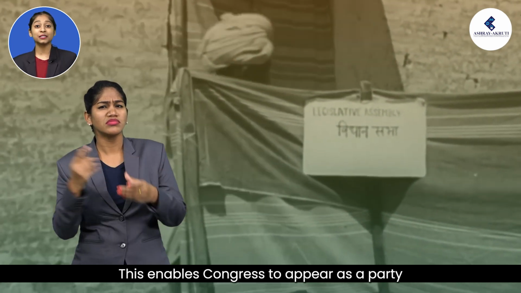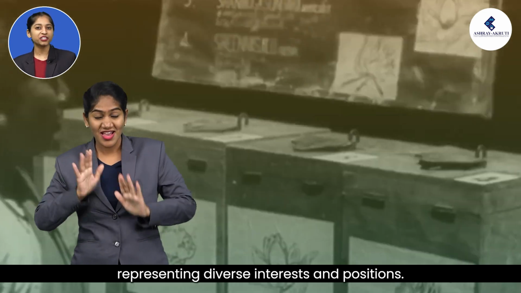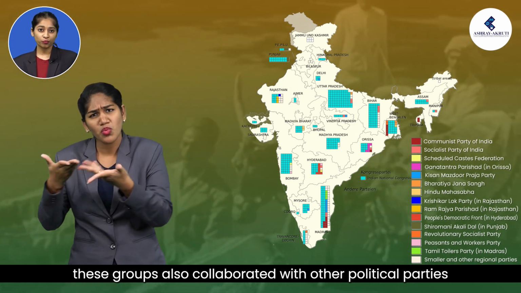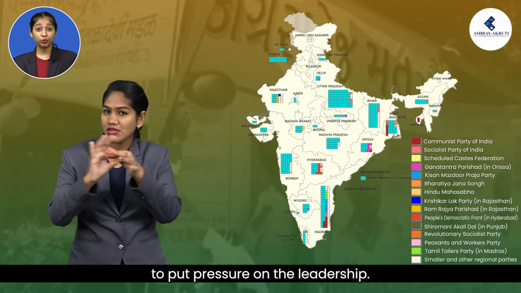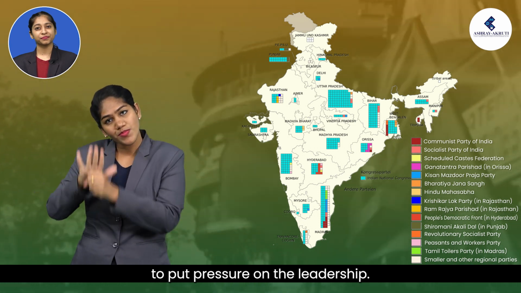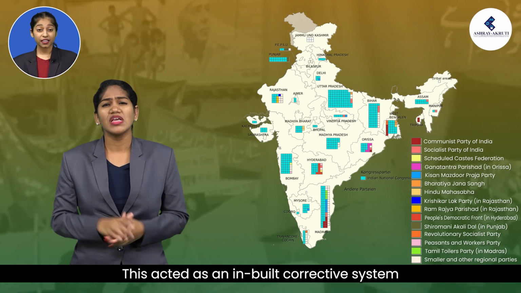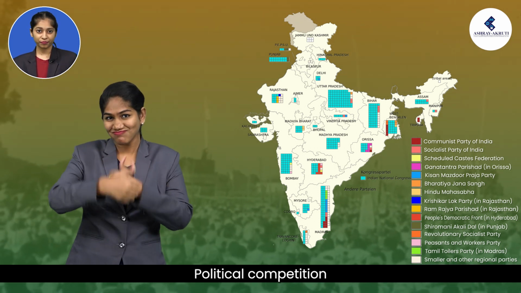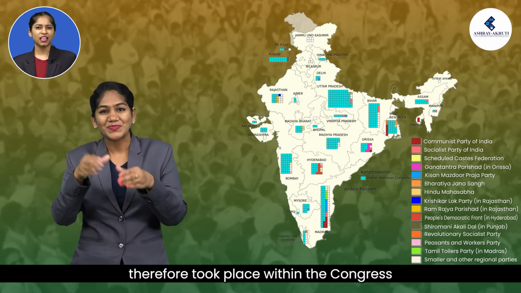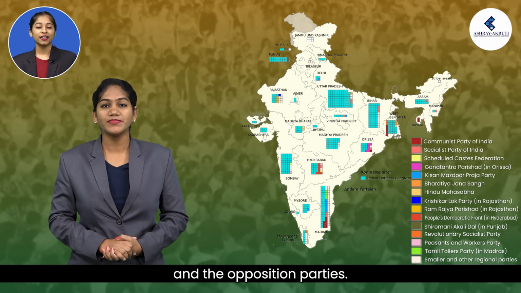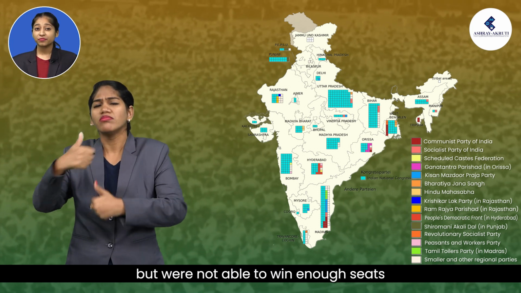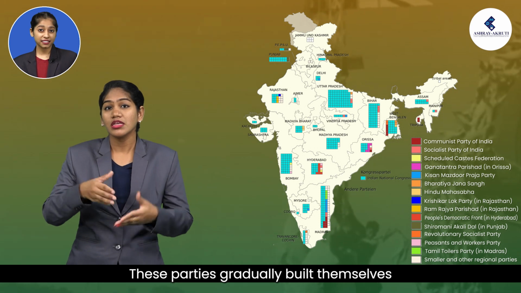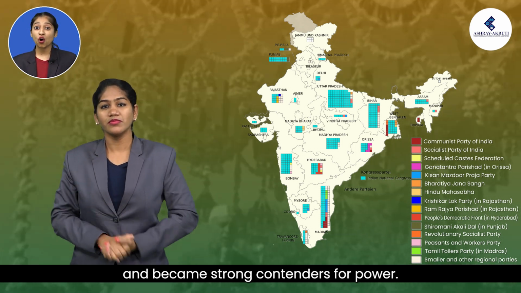This enabled Congress to appear as the party representing diverse interests and positions. At times, these groups also collaborated with other political parties to put pressure on the leadership. This acted as an inbuilt corrective system within the ruling party. Political competition therefore took place within the Congress and the opposition parties. The other parties contested but were not able to win enough seats to challenge the Congress. These parties gradually built themselves and became strong contenders for power.